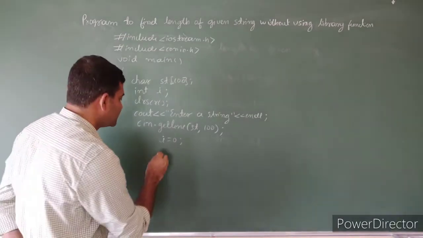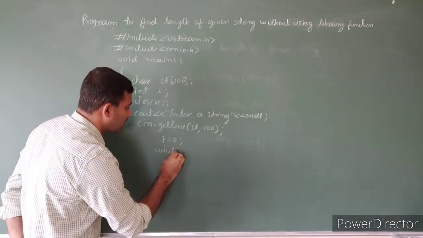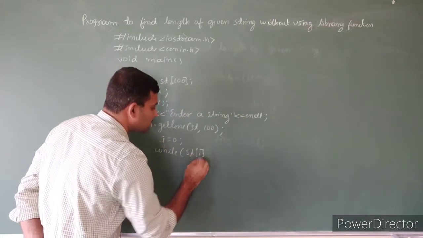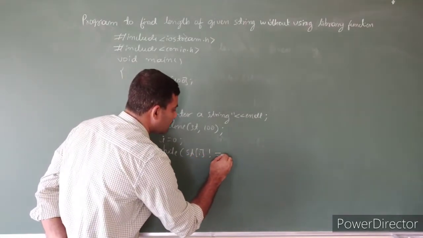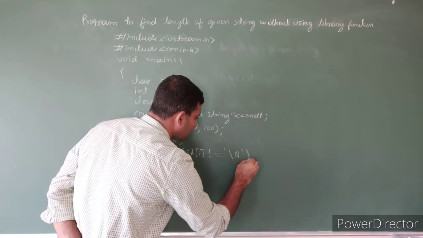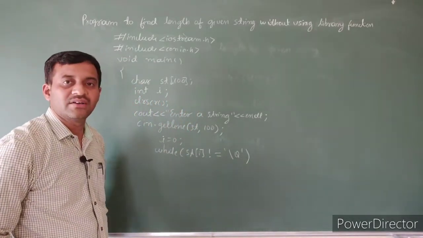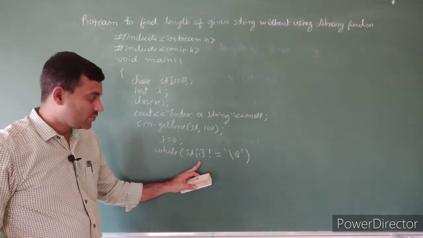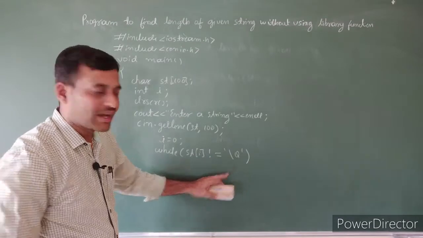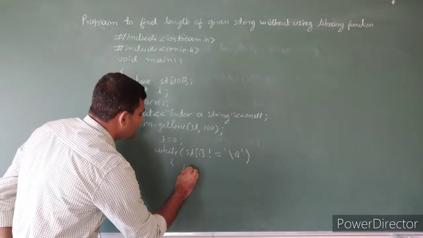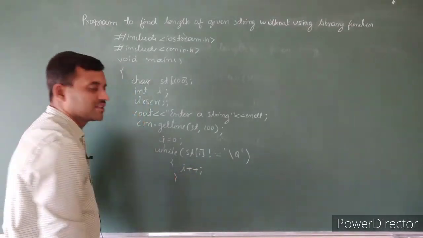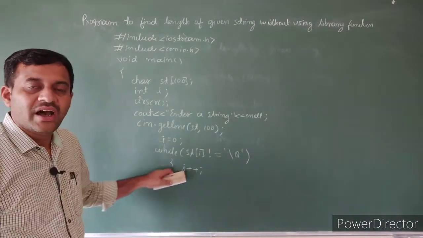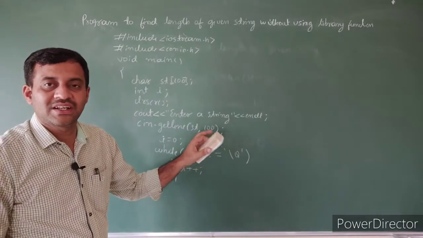While st of i is not equal to the null character. See the condition of the while: st is a variable, and the index value is not equal to the null character, just increment the i plus plus. When the while loop terminates, i holds the number of characters present in the string.